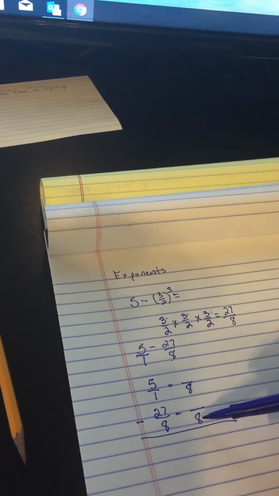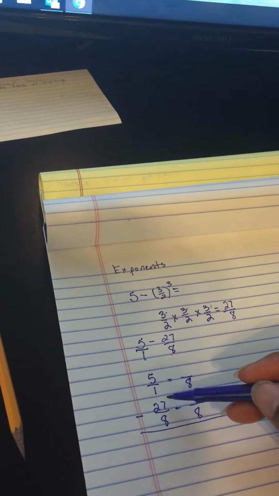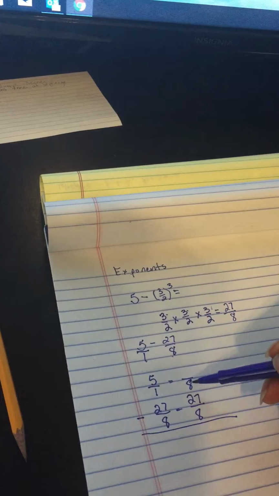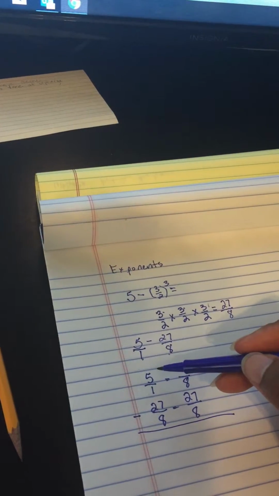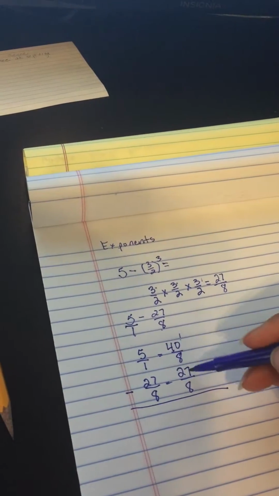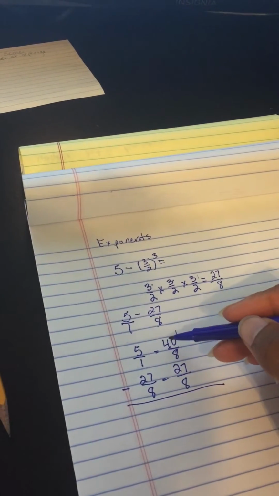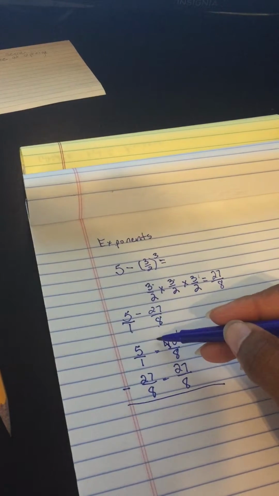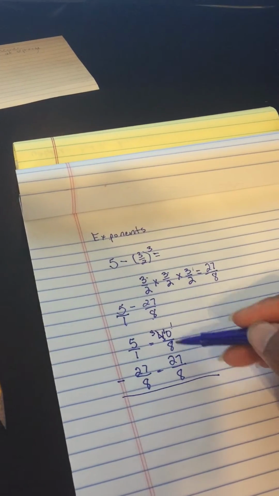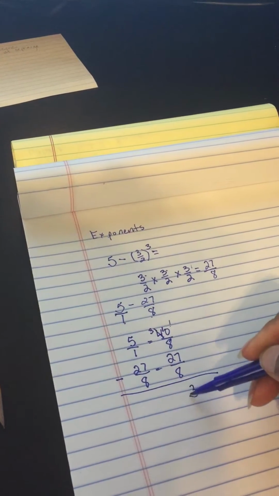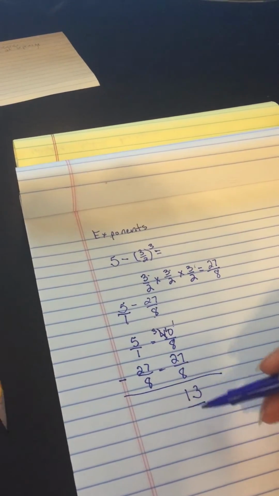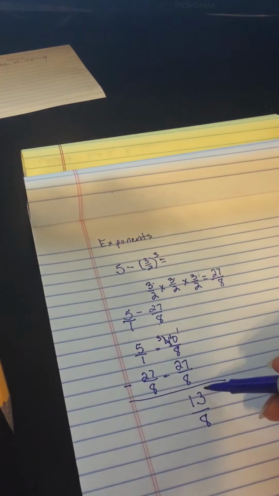So 8 goes into 8 one time, and 1 times 27 is 27. 1 goes into 8 8 times, and 8 times 5 is 40. Now we're going to subtract 27 from 40. So we're going to cross that 4 out because we have to borrow 1 for it. So 10 minus 7 is 3, and 3 minus 2 is 1. And then we just bring down our 8, and that's your answer.